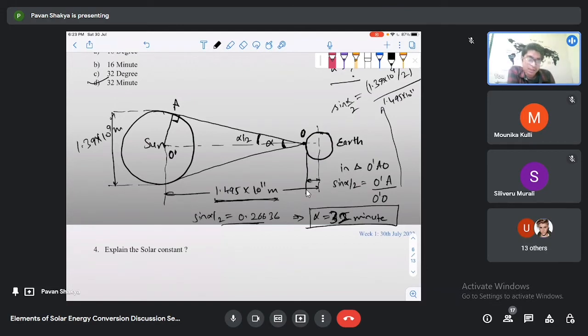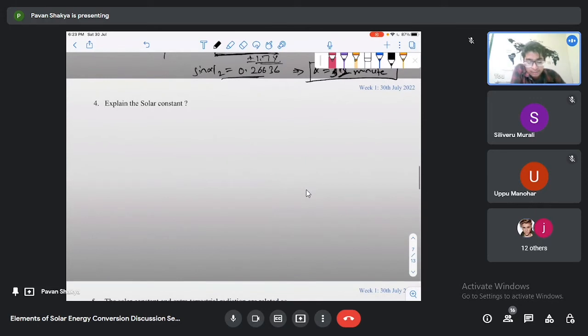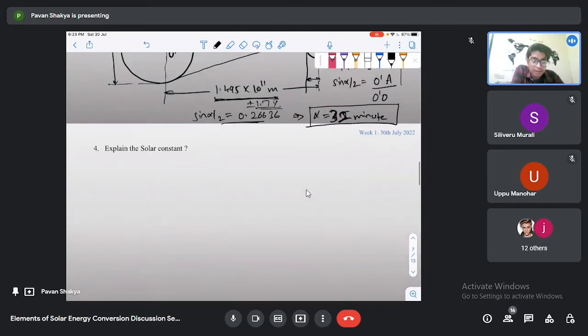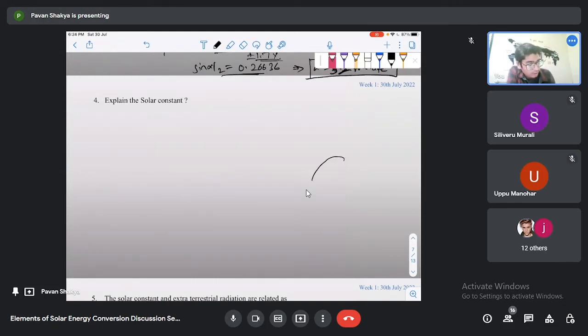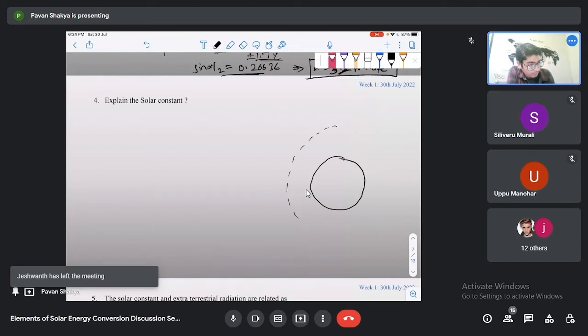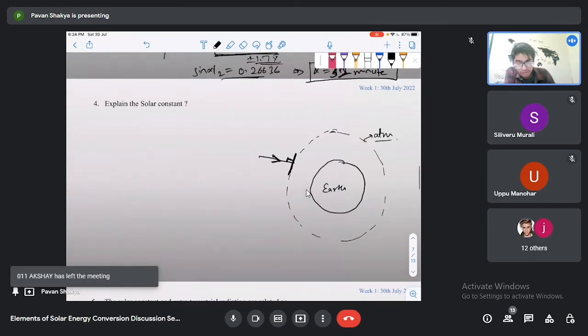So this one is the mean Sun-Earth distance, and there will be a variation of around plus or minus 1.7% in this distance. Now we will see what the solar constant is. Suppose this is the Earth and this is the atmosphere. Then if we take a plane that is perpendicular to the sun radiation, the solar constant is basically the average radiation intensity of solar radiation outside the Earth's atmosphere at the mean Sun-Earth distance. I will write the definition.